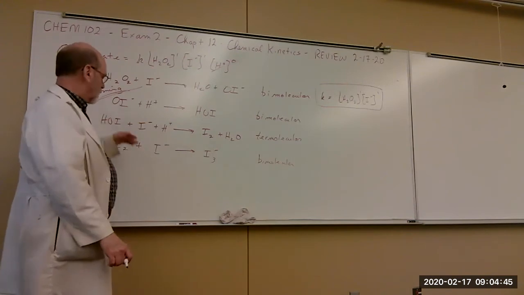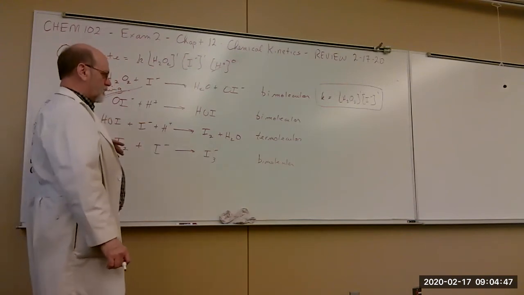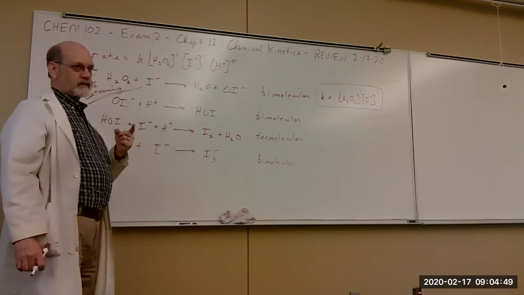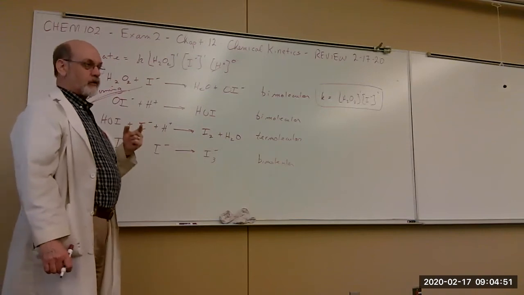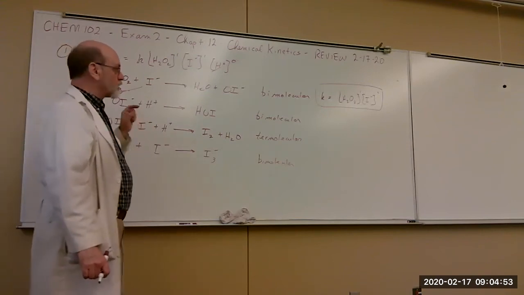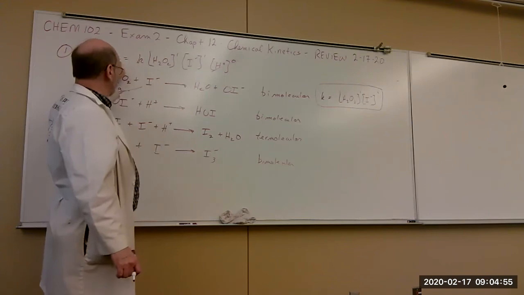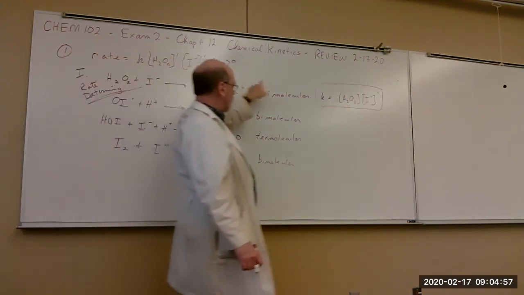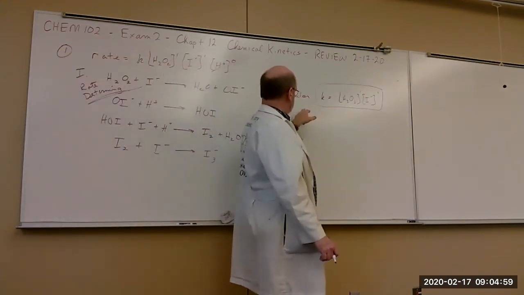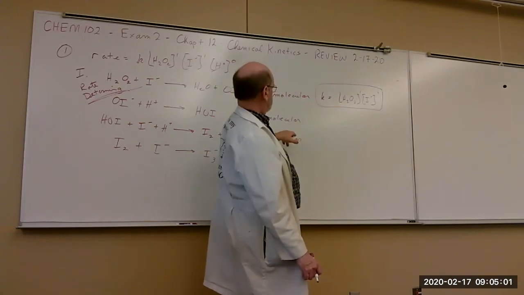Let me say that again. With all these steps, one of them controls the rate. And the one that controls the rate is the one that looks like the overall, because this is saying the rate is this. This is also saying, I didn't write that right, did I?